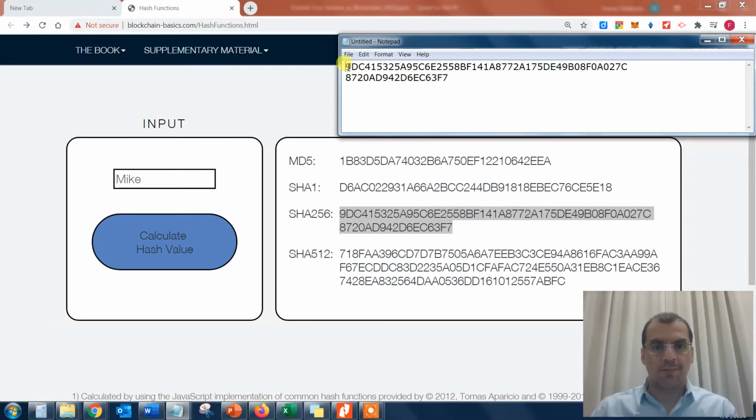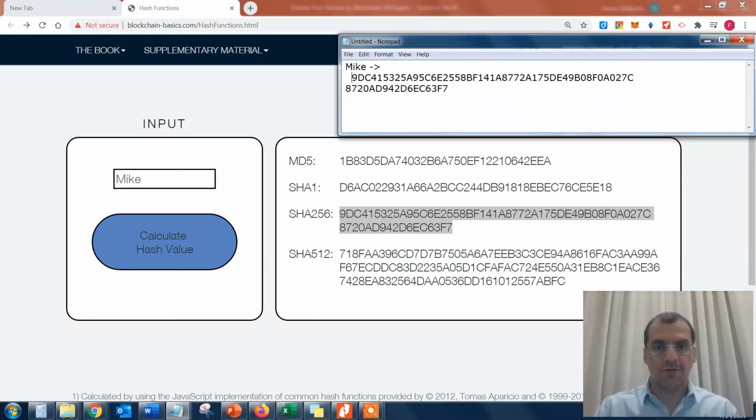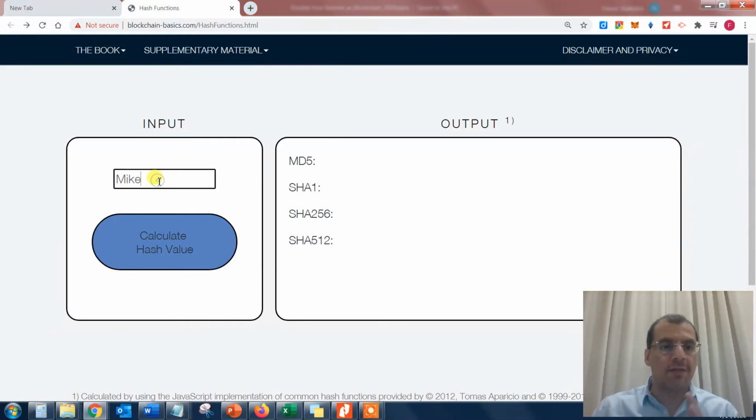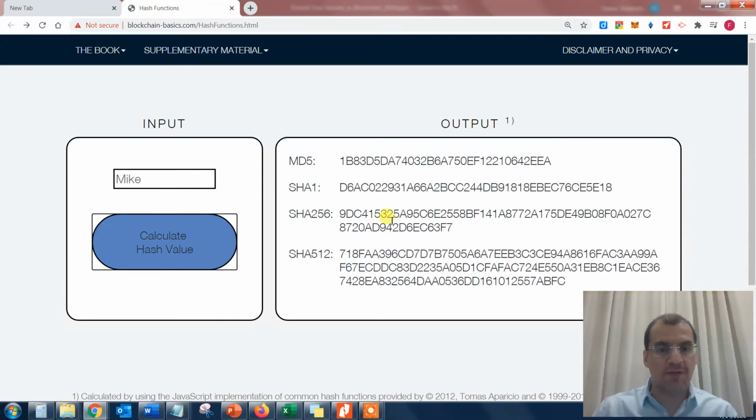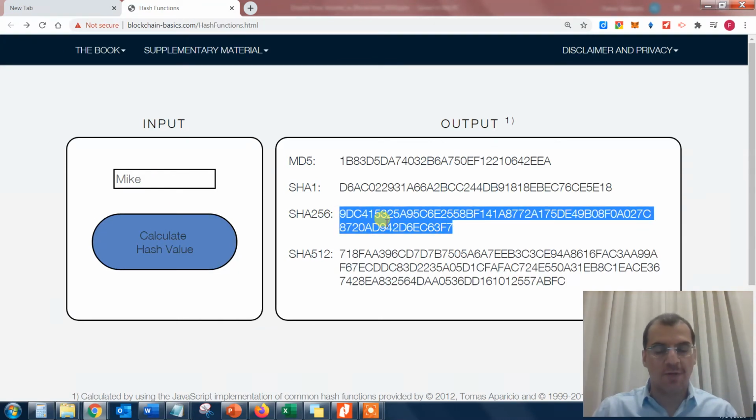So when I placed "Mike", I got the following output message. Now, mathematically, a hashing algorithm is a one-way operation. The input message I place here will always give me this fixed length output, which is this. The algorithm formula will calculate the hashing output of that input message. It is almost impossible for me to reverse it. I cannot take an output message from here and generate the input message.